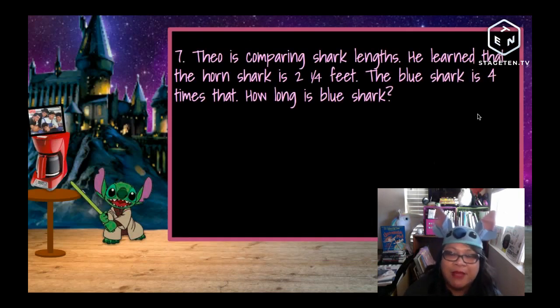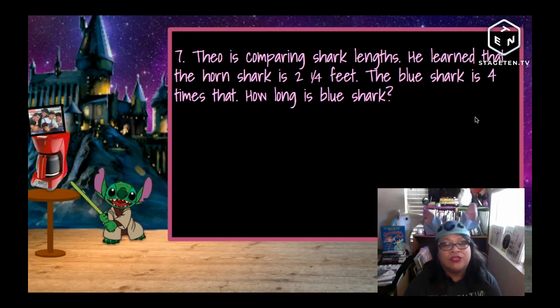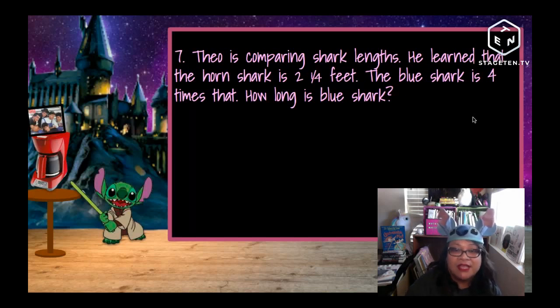So here we are, number 7. Theo is comparing shark lengths, and he learned that the horn shark is 2 1/4 feet, and the blue shark is 4 times that. How long is this blue shark?